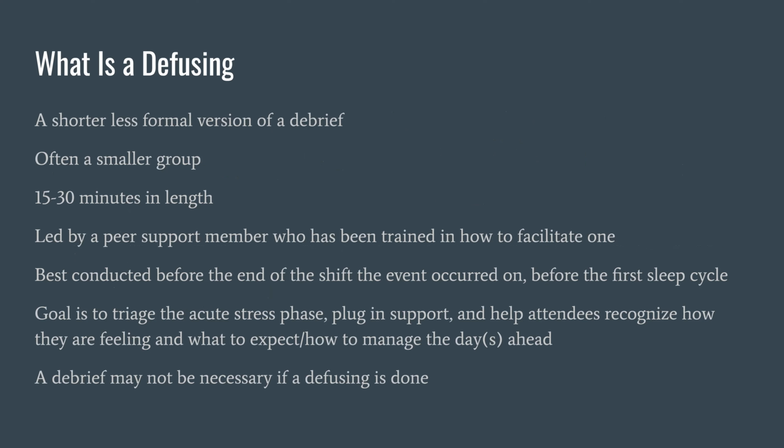A diffusing, on the other hand, is shorter and it's a less formal version of a debrief. And it's usually a smaller group. They are closer to 15, even sometimes 10 minutes, up to about 30 minutes in length. And then you as a peer support member, and potentially another member along with you, especially if it's a larger diffusing, are going to be trained and then can facilitate these. These are best conducted before the end of the shift that the event occurred on. So certainly before the first sleep cycle is the idea.